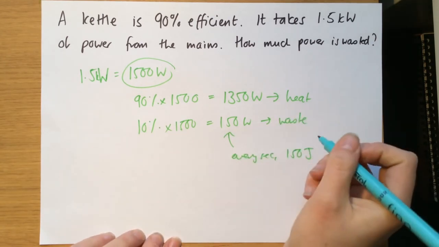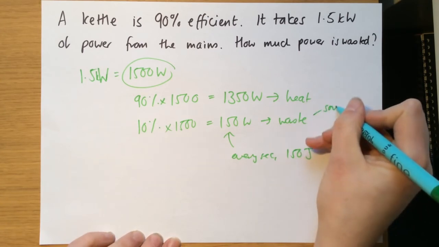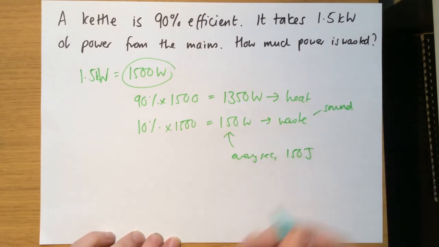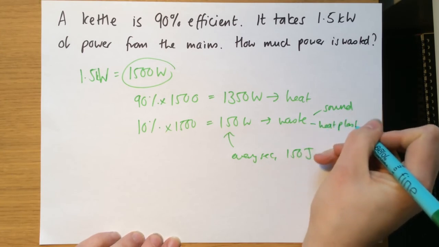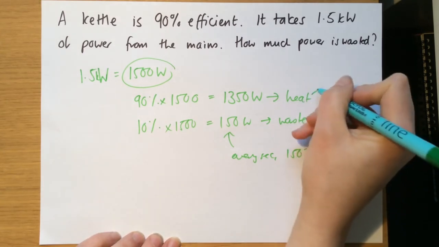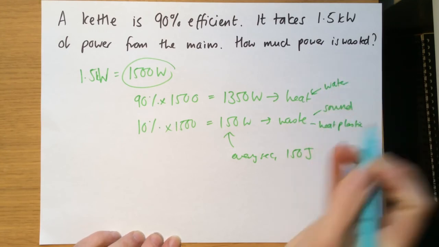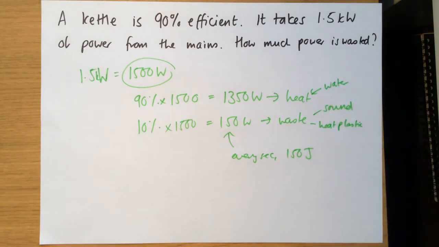Now that waste is going to be sound energy. You can hear when a kettle boils, it makes some noises, and also it's when it heats up the plastic of the kettle and not the water. So the useful energy is heating the water, the waste energy is heating the plastic and the surroundings of the kettle. Okay, so that's a simple question on efficiency.